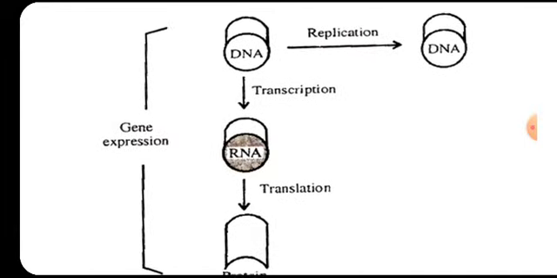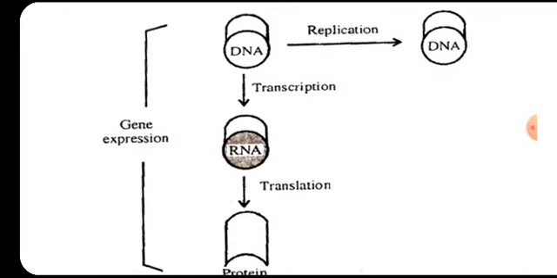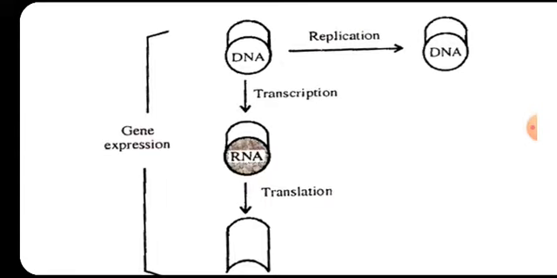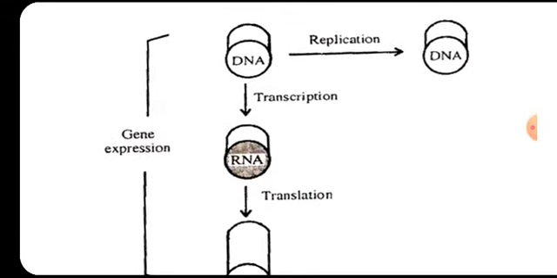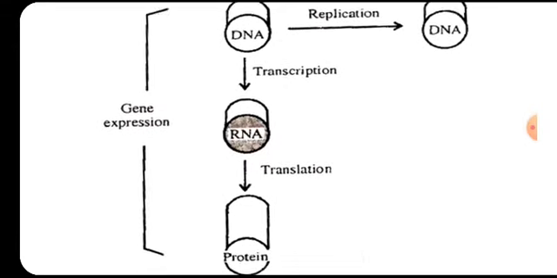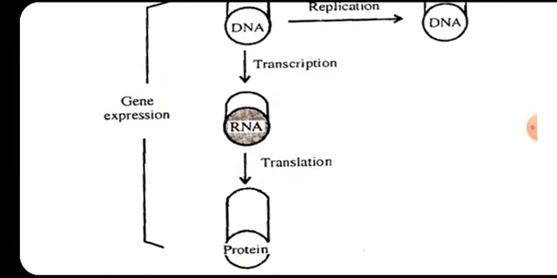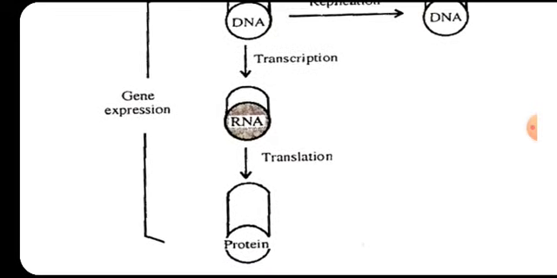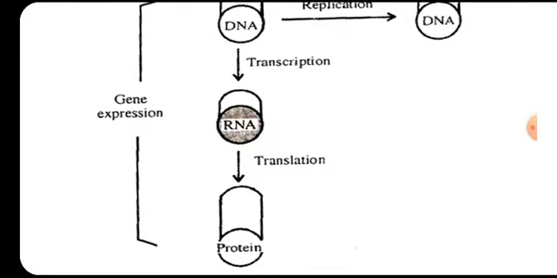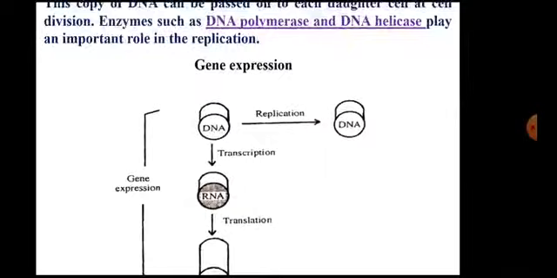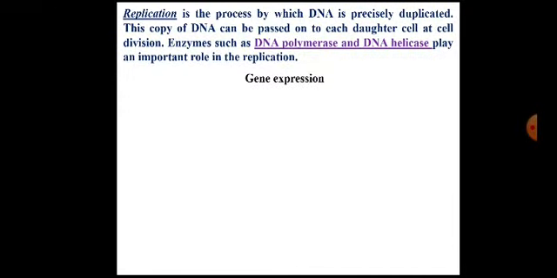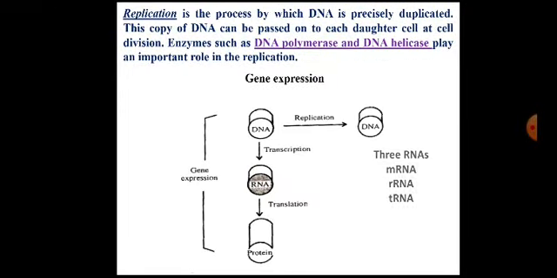First is transcription, in which DNA to mRNA synthesis is the step. Then the second step is RNA to protein. That means from mRNA to protein. That is called as translation. Now let us understand the process of transcription and translation.